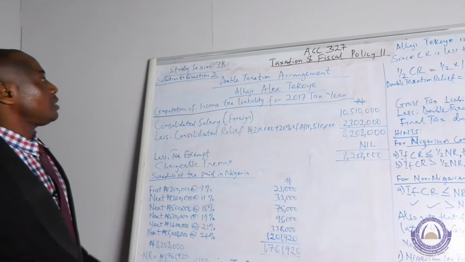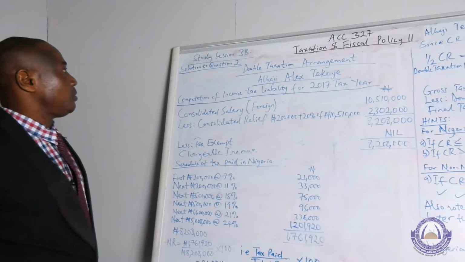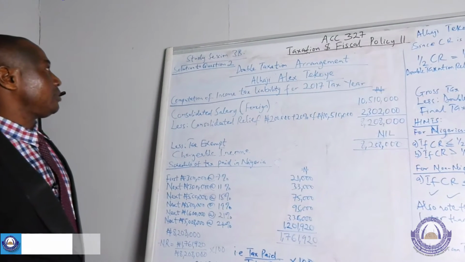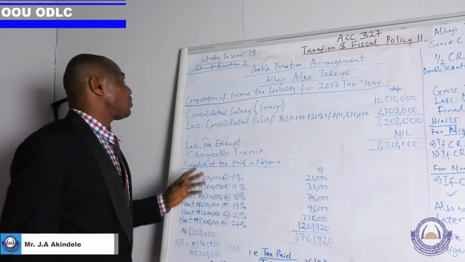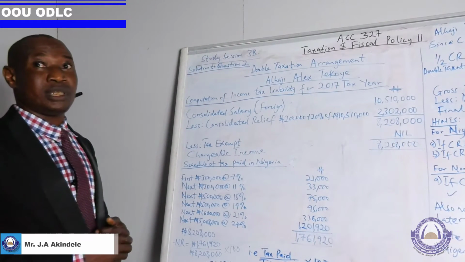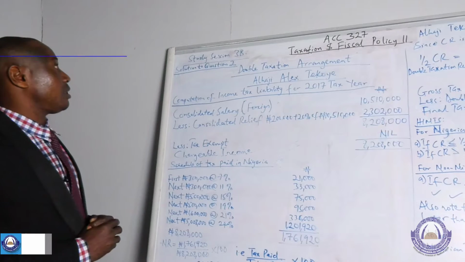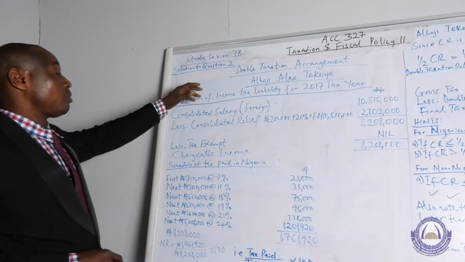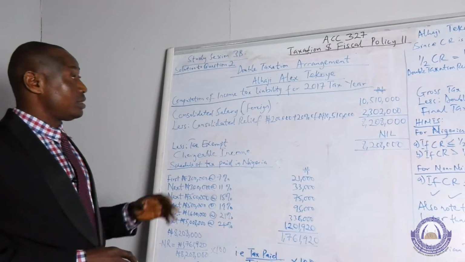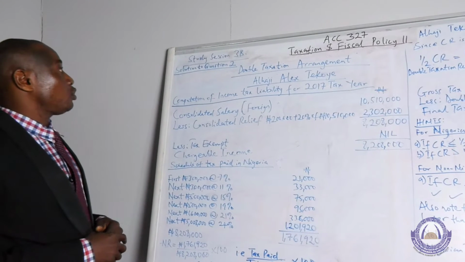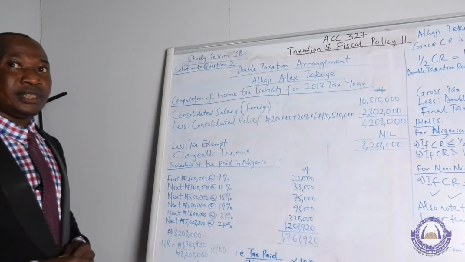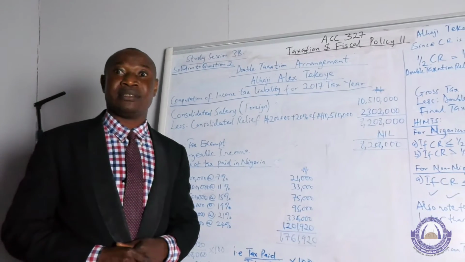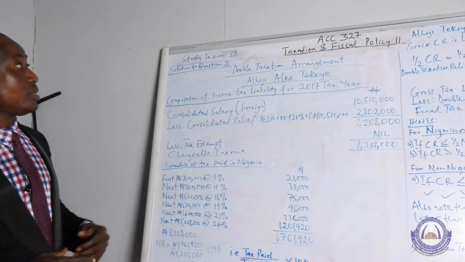So we are still under the third topic, which is double taxation arrangement. We are in study session 3B. The last time we considered the solution to question number 1 in our study pack, but this time around we look at the solution to question number 2 in our study pack. The facilitator is Mr. J. Akindele. So now let's look at the question.